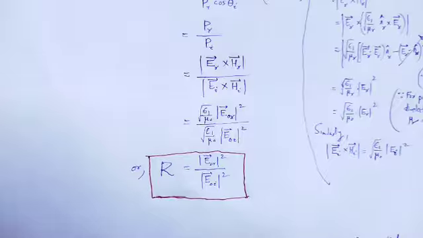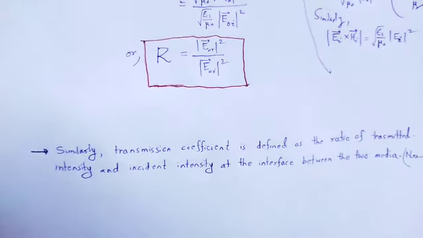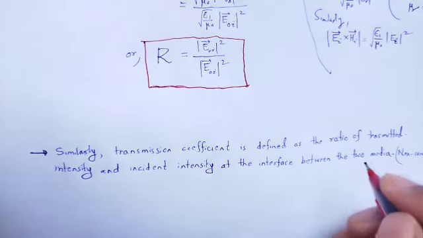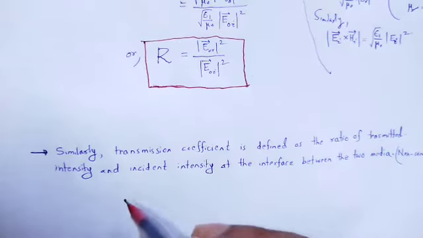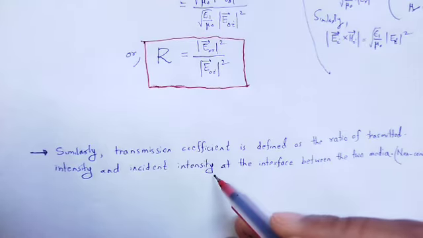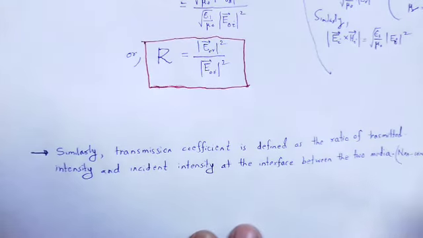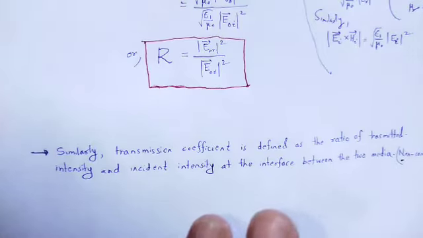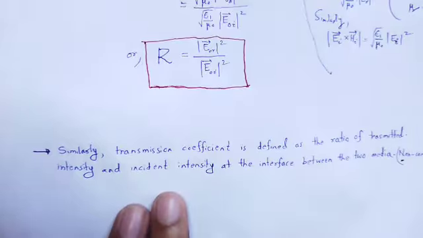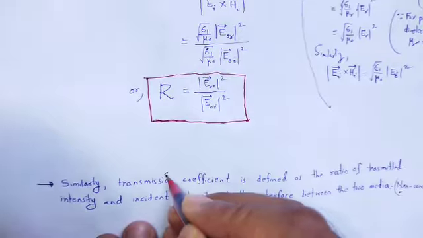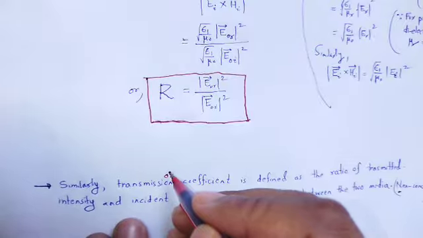Next, transmission coefficient or transmittivity. Similarly, the transmission coefficient is defined as the ratio of transmitted intensity to that of incident intensity at the interface between the two media, and here the media are non-conducting, or we can say non-magnetic medium. So, the transmission coefficient, or we call it transmittivity.